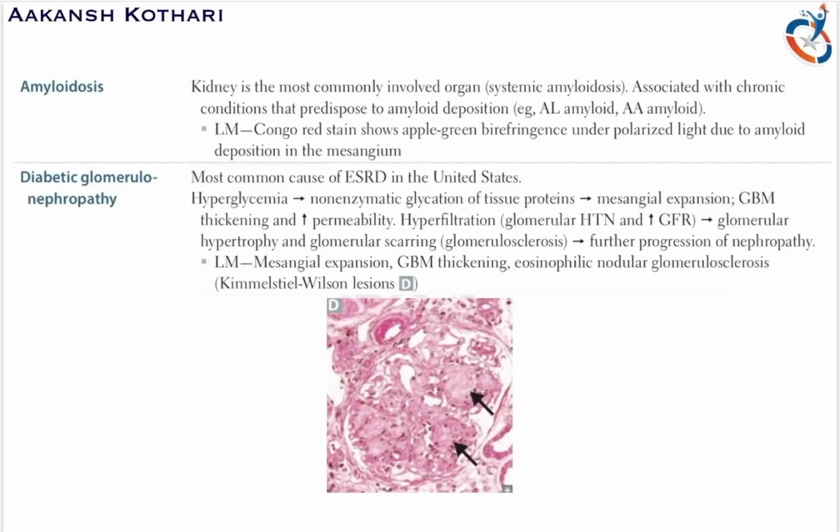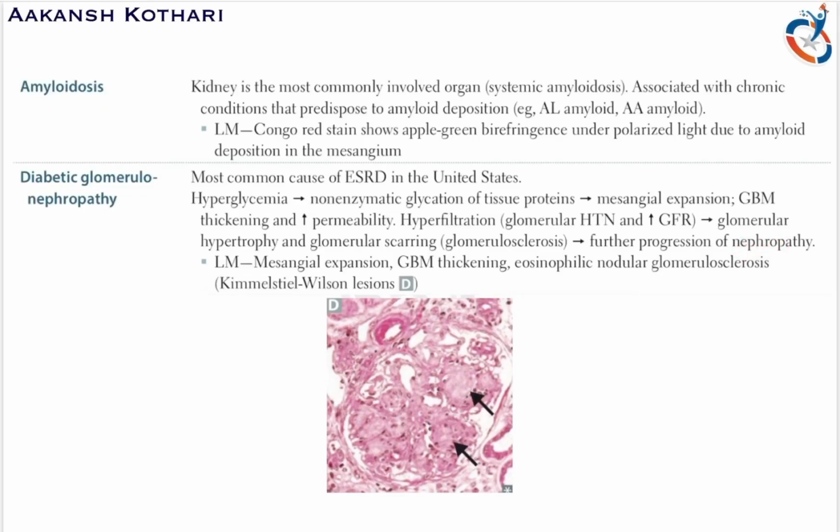Correct? Now, there is glomerular basement membrane thickening and increased permeability. There is also hyperfiltration, which leads to glomerular hypertrophy and glomerular scarring. So, this is majorly caused because of non-enzymatic glycation of tissue protein, which leads to mesangial expansion. There is glomerular basement membrane thickening and increased permeability. There is hypertrophy and scarring of the glomerulus. It further leads to nephropathy. Due to these conditions in the glomerulus, it leads to nephropathy.